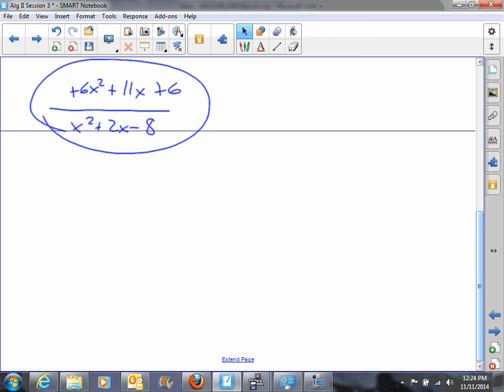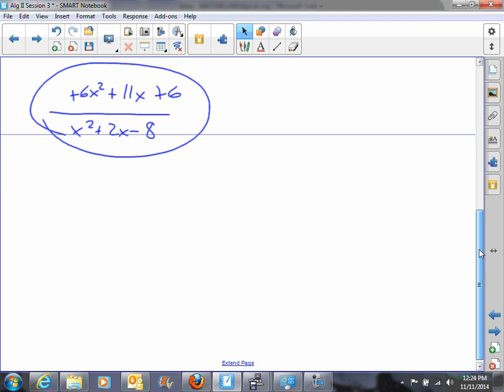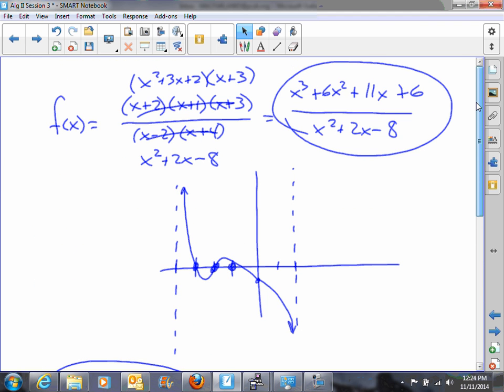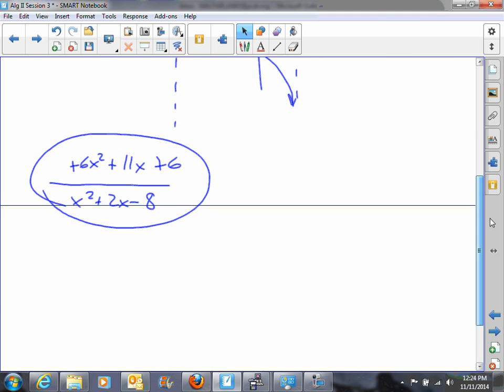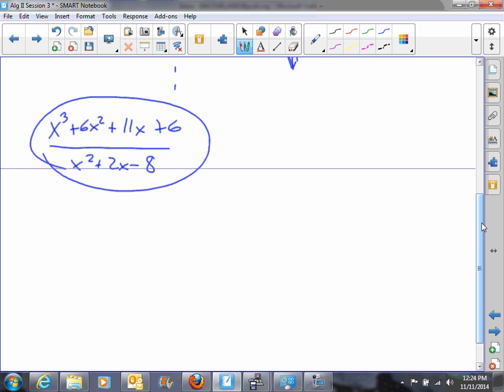There we go. Now we're dividing. What happened to the x cubed? Yeah, there should be an x cubed here. So what we're going to do is divide x cubed plus 6x squared plus 11x plus 6 by x squared plus 2x minus 8.